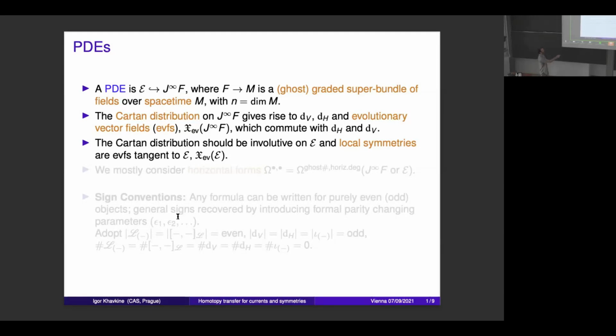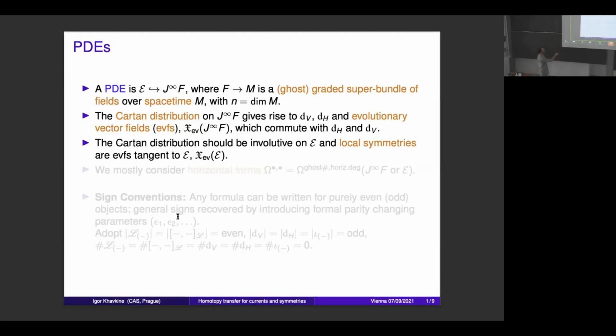What is important to know is that the de Rham differential on the infinite jet bundle naturally splits into two parts, the vertical and the horizontal. The horizontal differential is what basically implements taking the space-time de Rham differential on the field-dependent quantities, and the vertical differential is the complement to that.